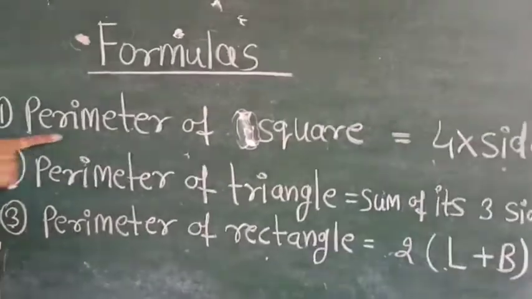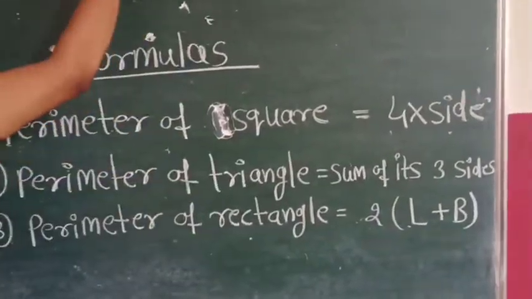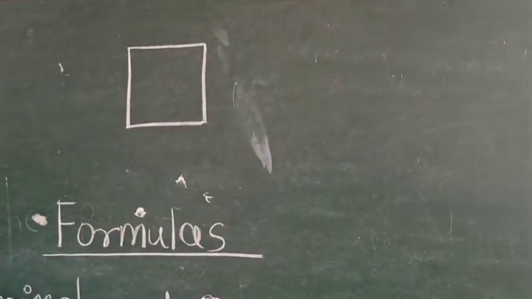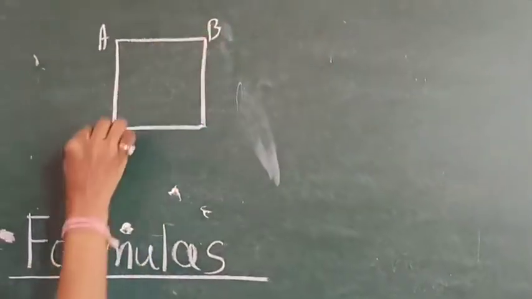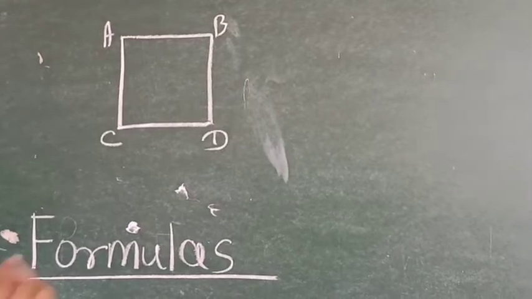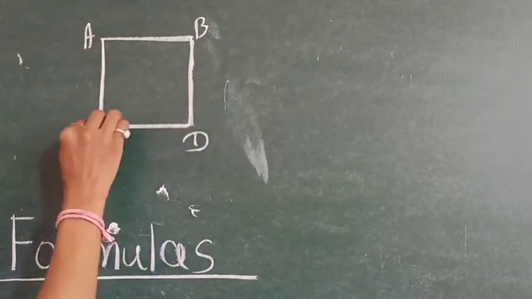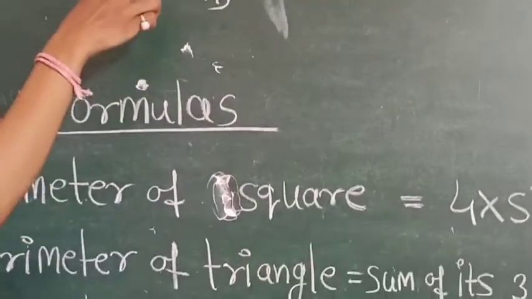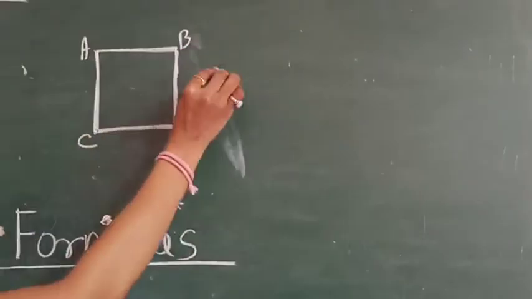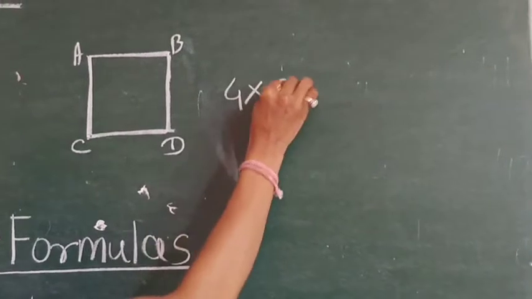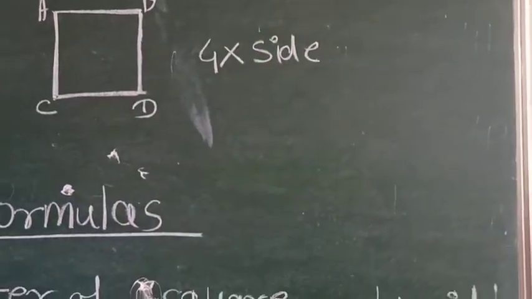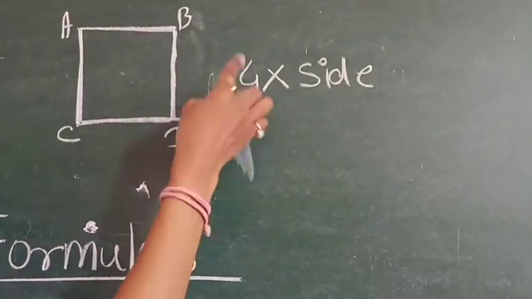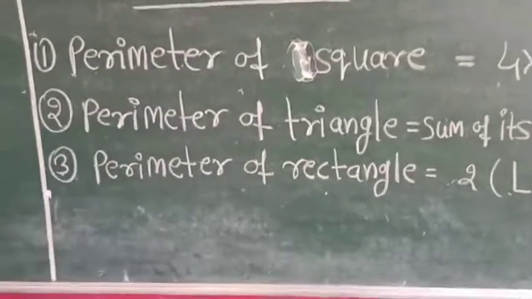First is the perimeter of a square. We all know how we can draw a square. This is your square. You can give names also. How many sides? 1, 2, 3 and 4. We all know all sides are equal. So the formula of perimeter of a square is 4 multiplied by side. It means you have to multiply the side by 4, so you get the perimeter.